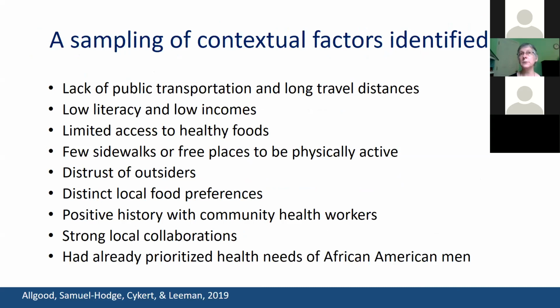Lack of public transportation and long travel distances, low literacy and low incomes, limited access to healthy foods, few sidewalks or free places to be physically active, distrust of outsiders, distinct local food preferences, a positive history with community health workers, strong local collaborations, and the community had already gone through a process in which they had prioritized the health needs of African American men.